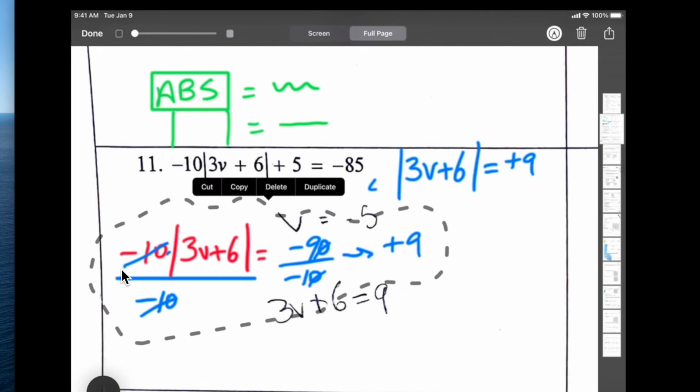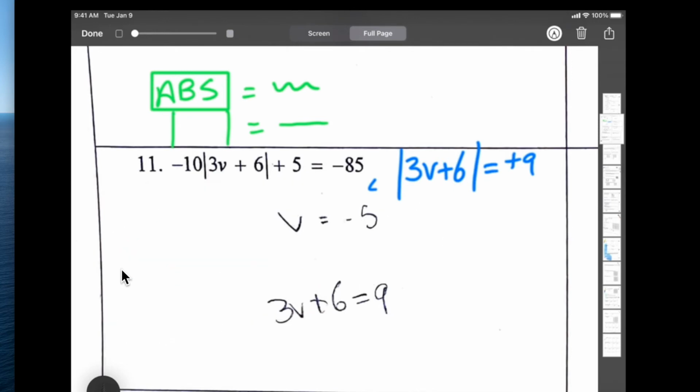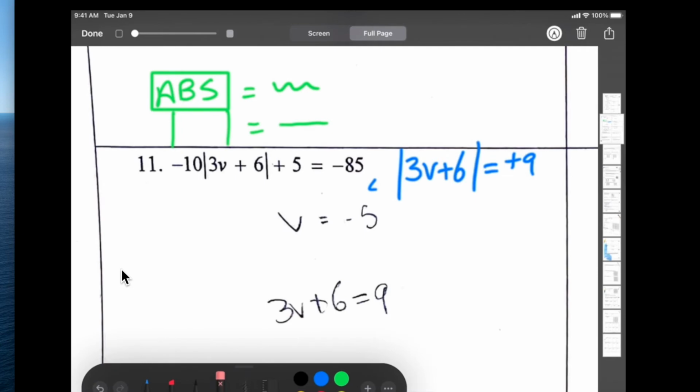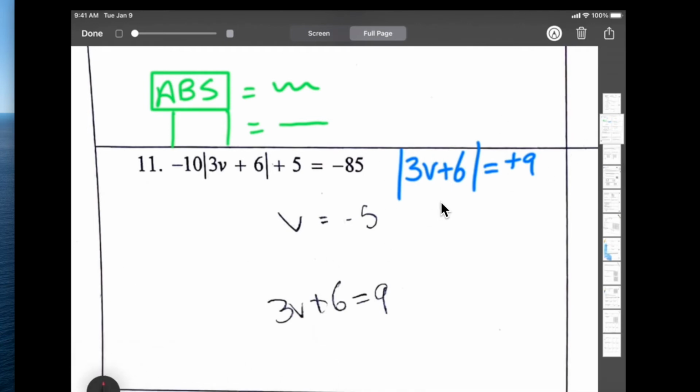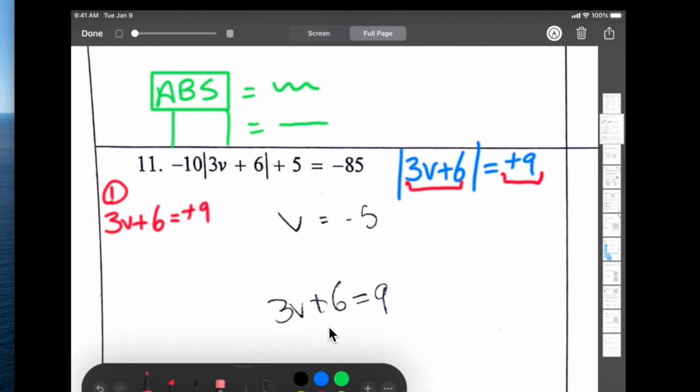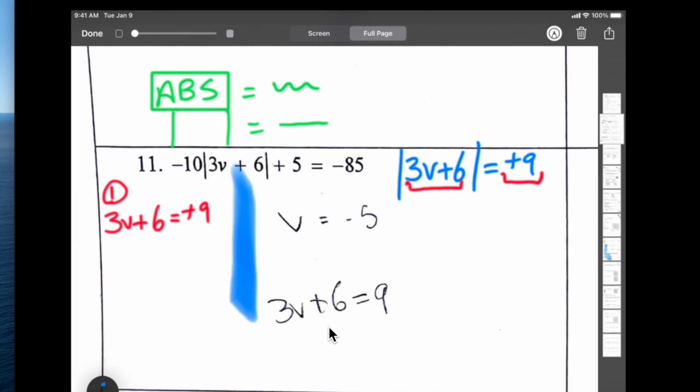In this scenario, where you have an absolute value construct by itself equal to stuff on the other side, we're going to create 2 equations. First, we're going to take what's right inside and set it equal to what we see. That's equation number 1. So we're going to set 3v plus 6 equal to +9. Then we're going to put a line down here. I want you to remember this line.